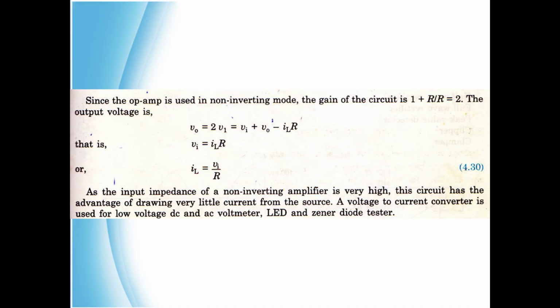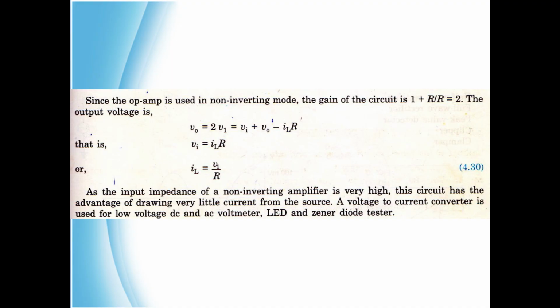Since the op amp is used in non-inverting mode, the gain of the circuit is 1 plus R by R equal to 1 plus 1 equal to 2. The output voltage V0 equal to 2V1, that is equal to VI plus V0 minus ILR, that is VI equal to ILR, or IL equal to VI divided by R.